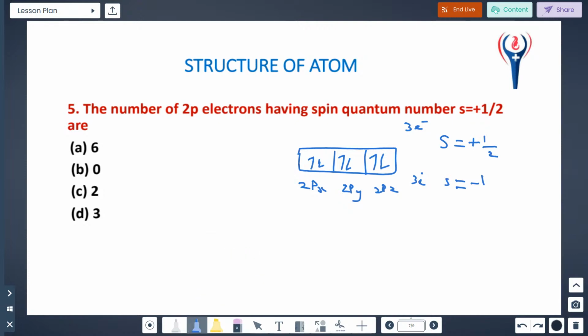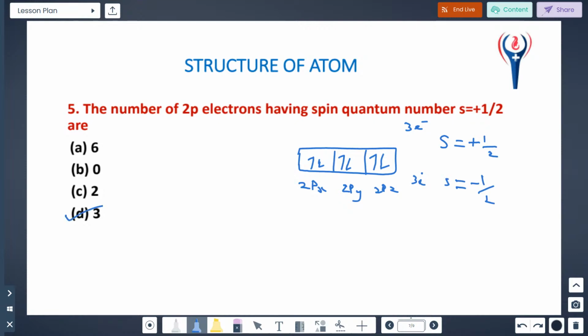This is a simple one. There are totally 6 electrons. The first 3 electrons have S equal to plus half, another 3 electrons have S equal to minus half. So now the question is, how many electrons have S equal to plus half? Plus half means 3 is the answer.